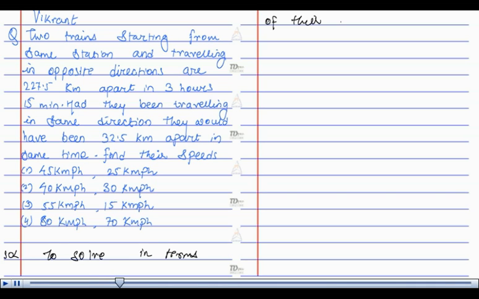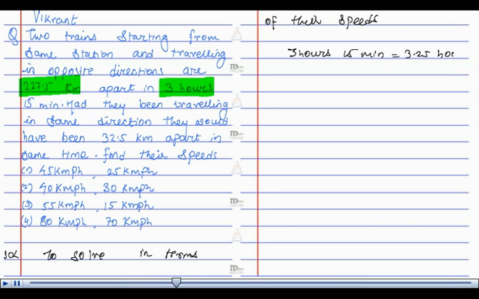So we can say that it is covering a distance of 227.5 km in 3 hours. That is, we can first of all frame the equation as 3 hours 15 minutes, which can be written as 3.25 hours. So it will be 227.5 upon 3.25, that will give you the sum as 70 kilometers.